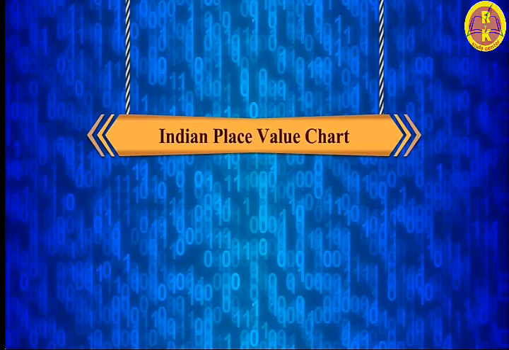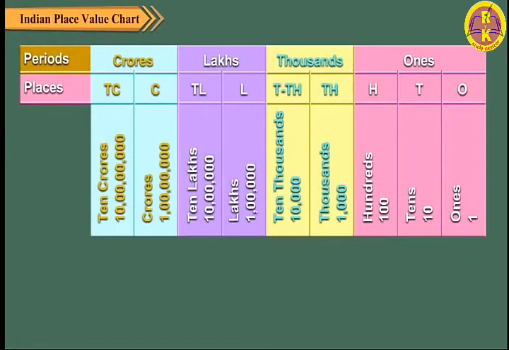Indian place value chart. Look at the Indian place value chart shown here. To read and write large numbers, we use this place value chart. In this place value chart, the 9 places are grouped into 4 periods. These are ones, thousands, lakhs and crores.